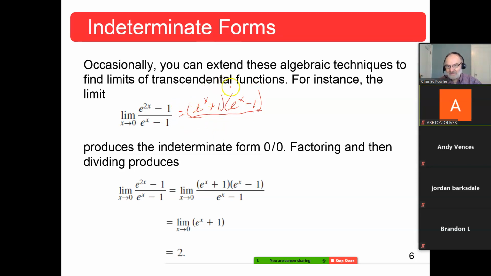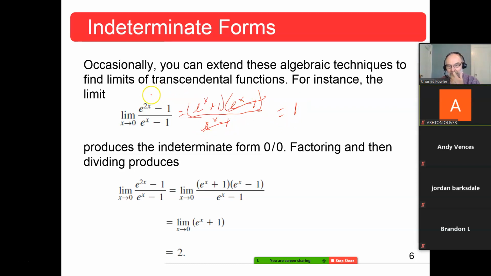FOIL it. e to the x times e to the x is e to the 2x. This would be minus e to the x plus e to the x. That adds to 0, minus 1. Sure enough, that does work. Over e to the x minus 1. Well, these two go out, and that then gives us e to the x plus 1.